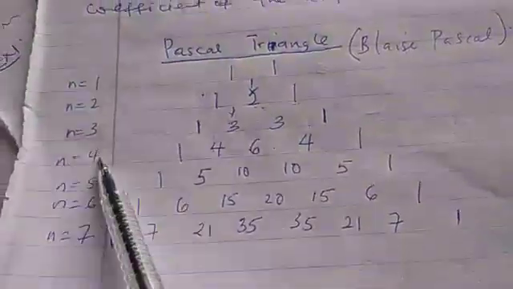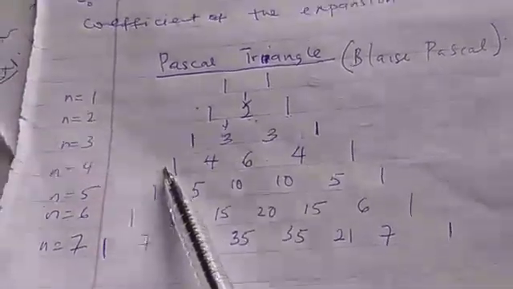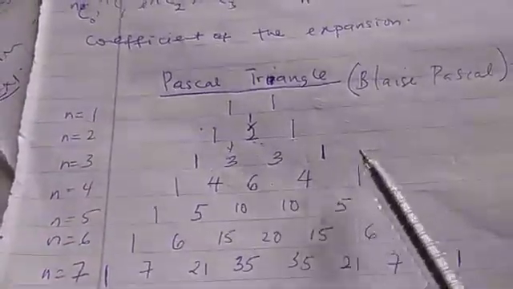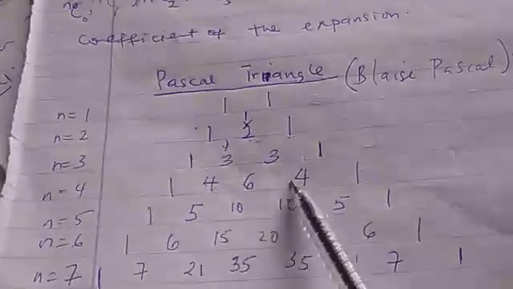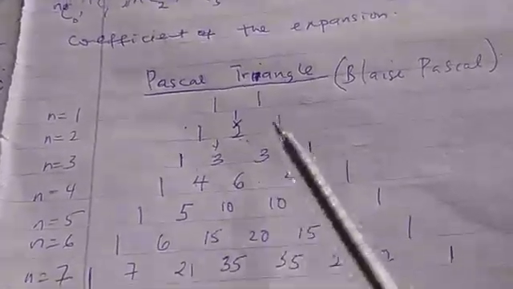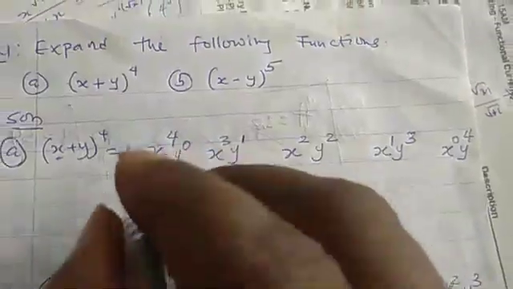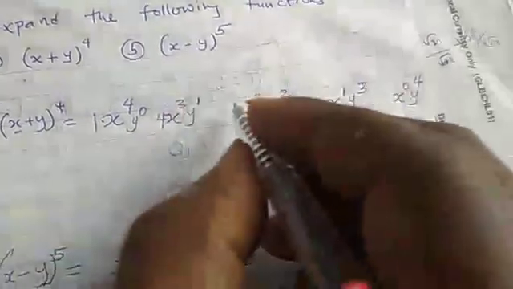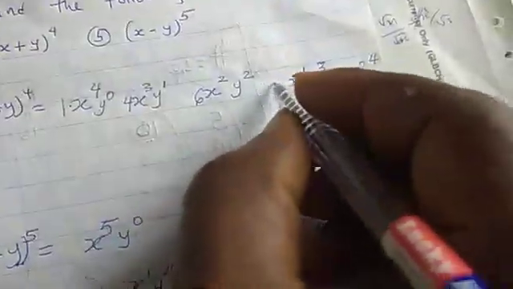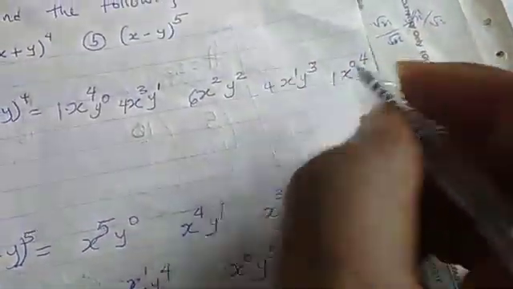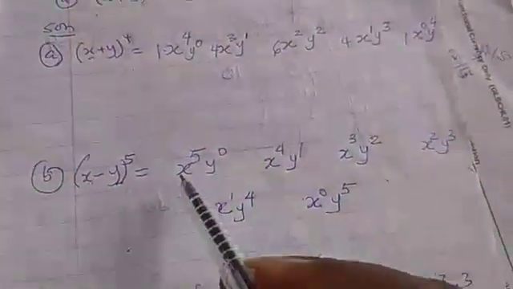Now Pascal Triangle when n is 4, the numbers are 1, 4, 6, 4, 1. This 1, 4, 6, 4, 1, you insert it beside each of the terms there. It will be 1, 4, 6, 4, 1. You do the same thing for this.